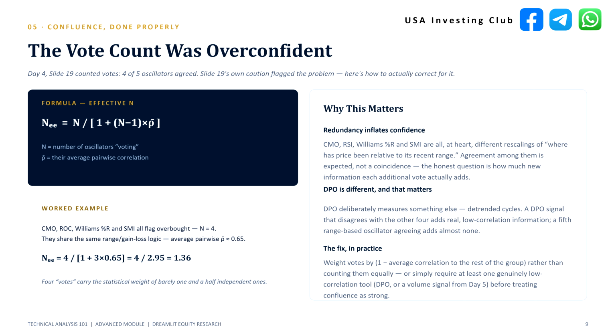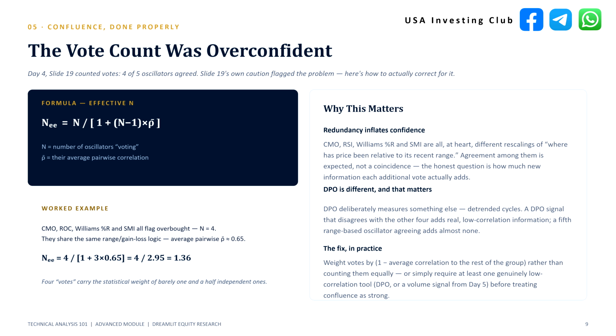Here's the formula for effective N. N_effective equals N, divided by the quantity 1 plus N minus 1, times rho bar, where N is the number of oscillators voting, and rho bar is their average pairwise correlation.